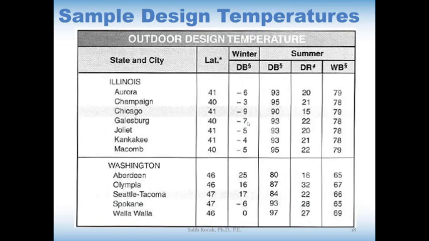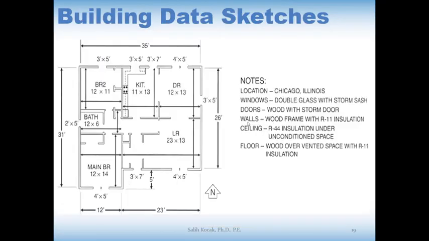And sample design temperatures for some states and cities are provided in this table. So there are different tables like that. This is from your book and just giving according to the latitude values. Some winter dry bulb temperature and summer dry and wet bulb temperature. Also the humidity is provided here. And building data sketches, this is something like this.